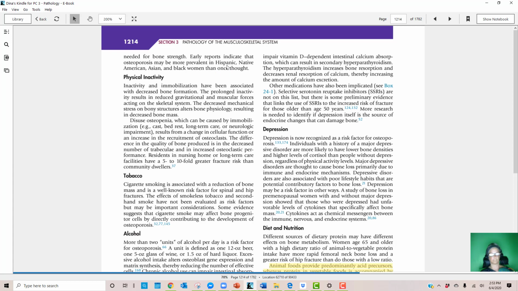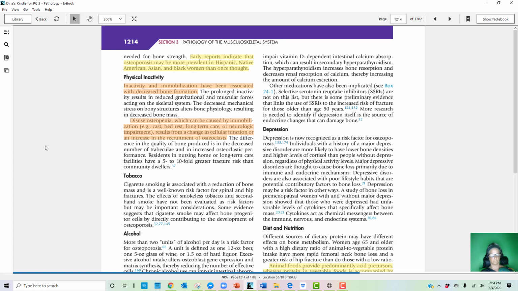Physical inactivity and immobilization have been associated with decreased bone formation. The prolonged inactivity results in reduced gravitational and muscular forces acting on the skeletal system. The decreased mechanical stress on bony structures alters bone physiology, resulting in decreased bone mass. Disuse osteopenia, which can be caused by immobilization, for example, cast, bed rest, long-term care, or neurologic impairment, results from a change in cellular function or an increase in the recruitment of osteoclasts.